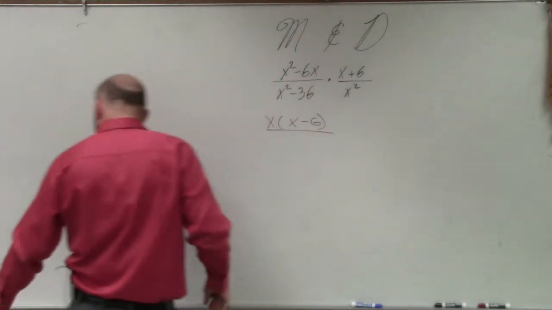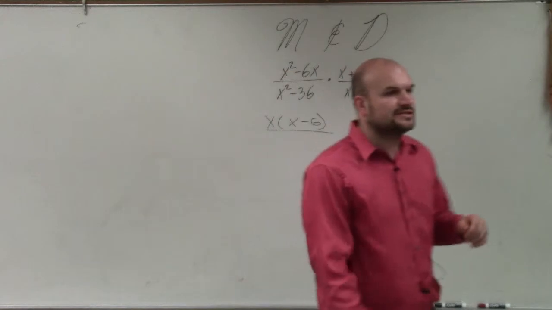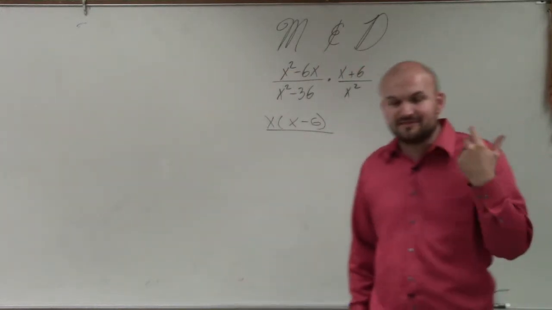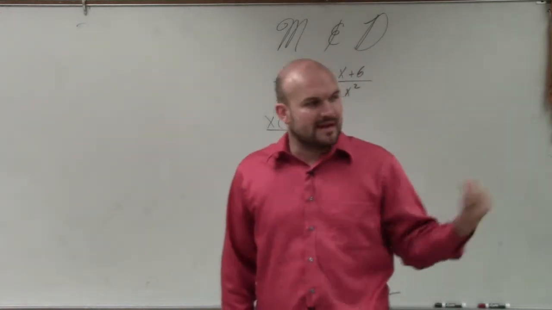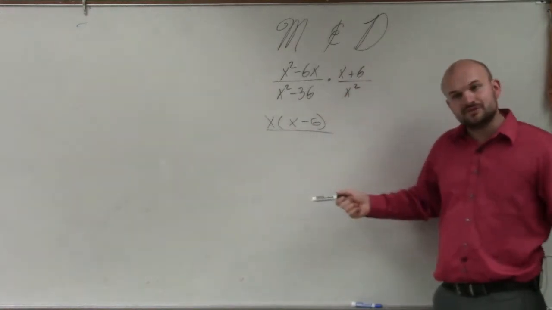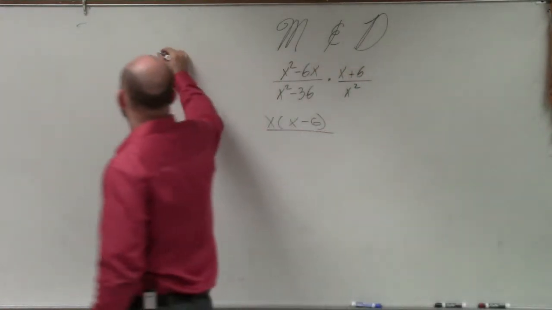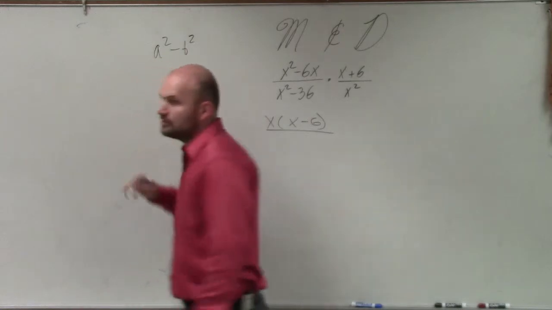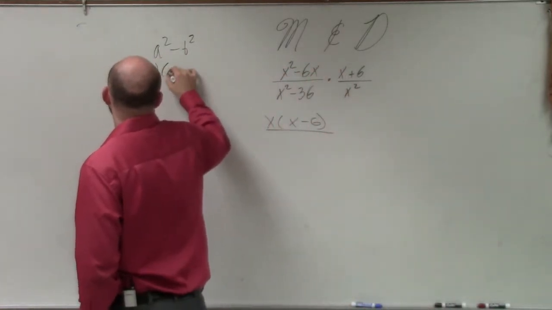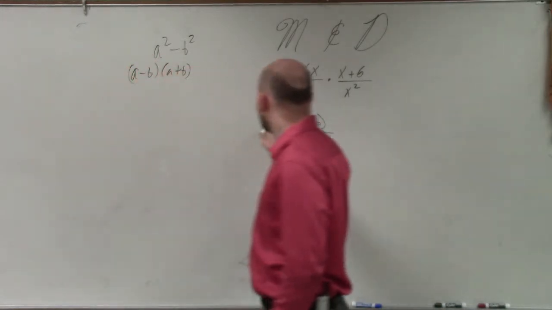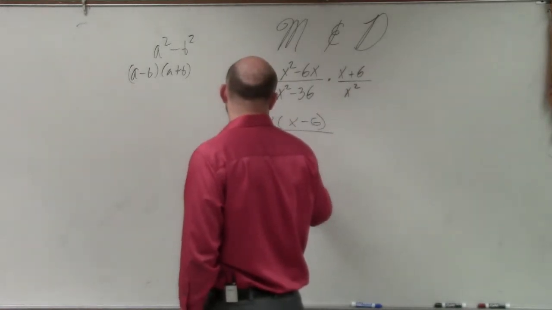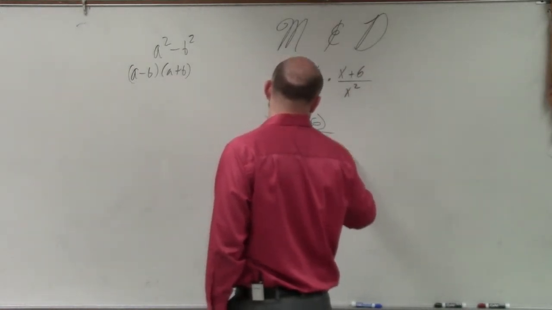All right. So the next thing that we're going to do is now we're going to factor x squared minus 36. Now, when I have to factor something, and I only see two terms, the main important thing that I'm going to look for is either factoring by the GCF, like I just did, or difference of two squares. And if you remember, the difference of two squares states if you have a square term minus another square term, then the factored form is a minus b times a plus b. So therefore, I can factor x squared minus 36 as x minus 6 times x plus 6.